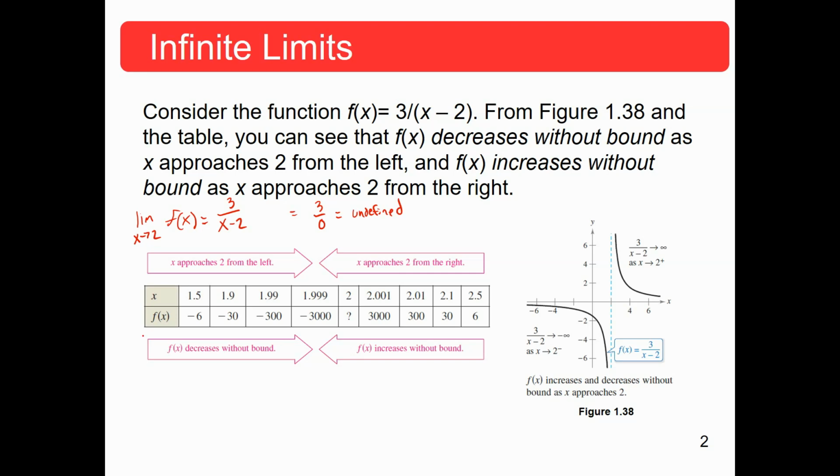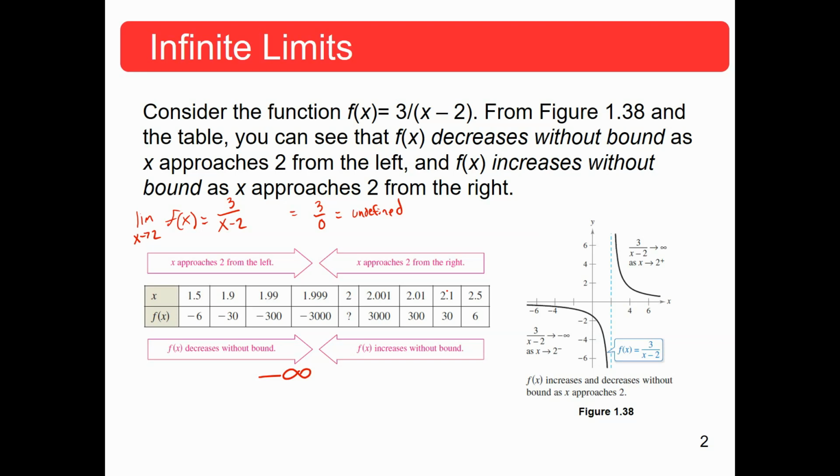So if we plug values in, say we get really close to 2, 1.999, 1.99, 1.9, we can see that there's a trend to get a smaller and smaller value, right? -6 is bigger than -30, which is bigger than -300. It's going towards a really, really small number. So we see that it's decreasing without bounds, which means it's approaching negative infinity.